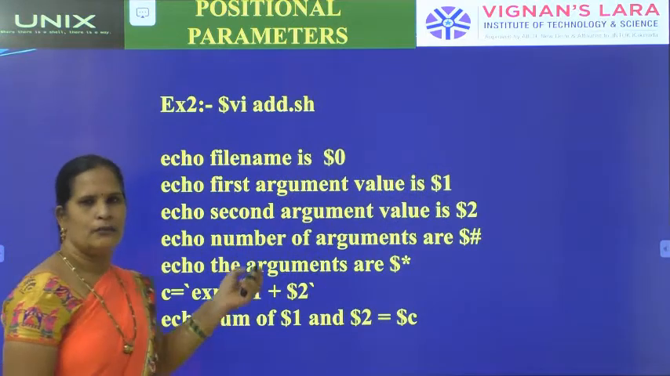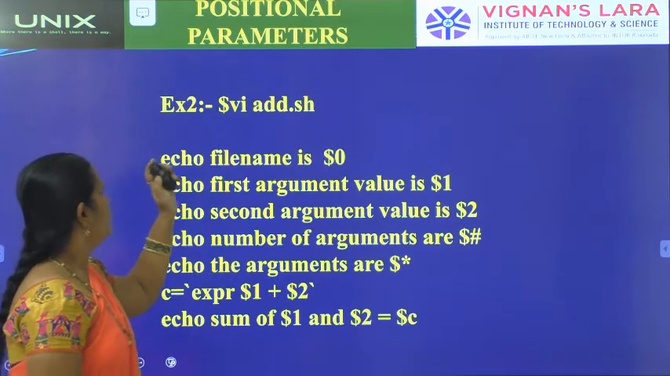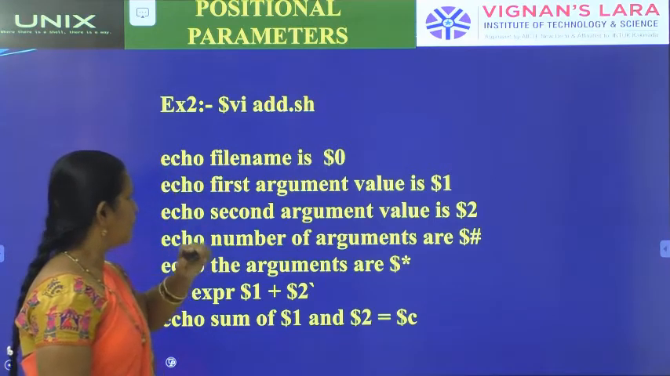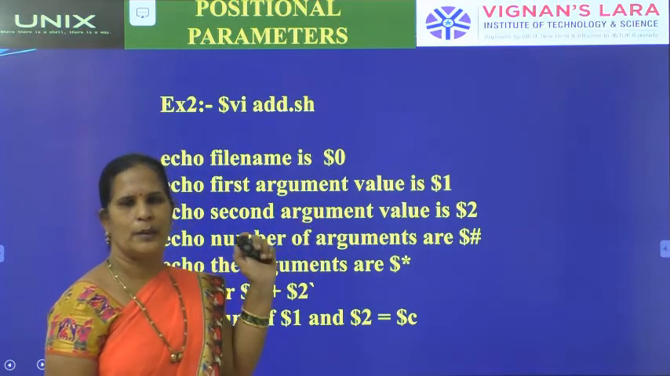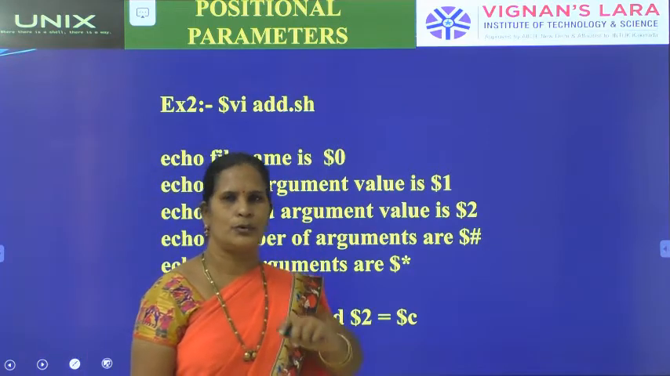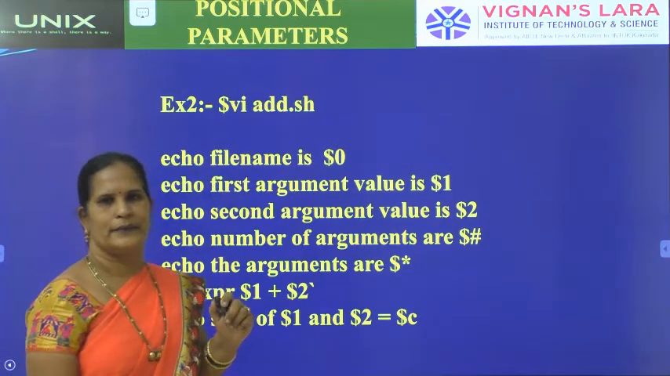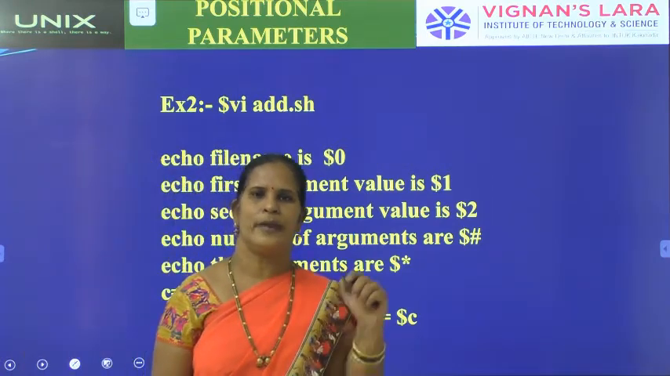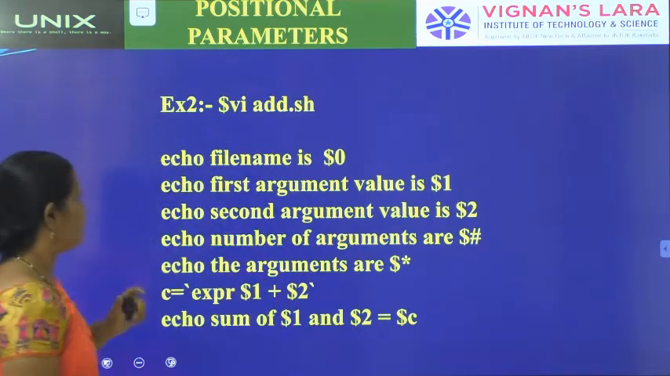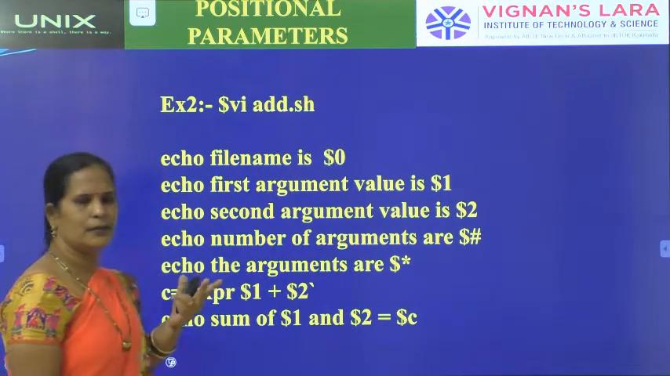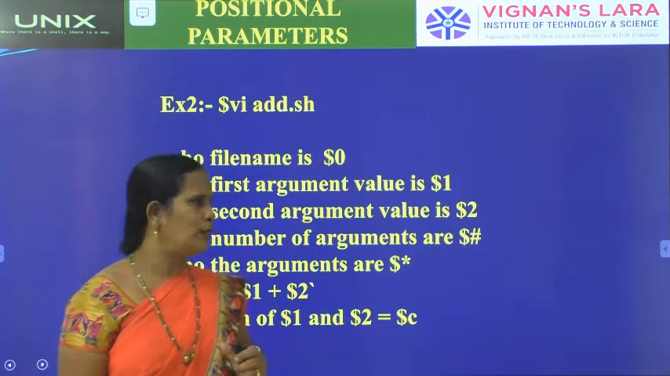Next, one more program: a program to print the sum of 2 numbers. So vi add.sh. I created one file, add.sh. Simply it's going to display one window. In order to add 2 numbers, first I have to take 2 values.